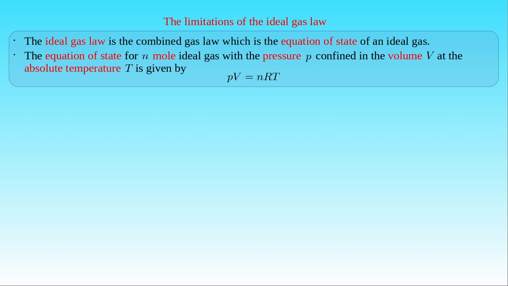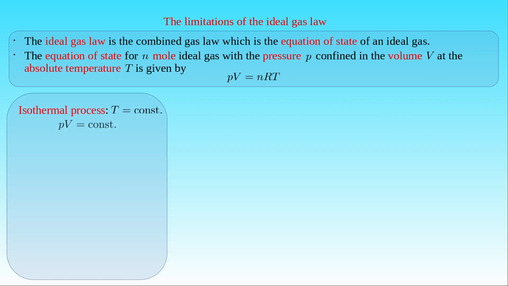The pressure P times the volume V is equal to the amount n of the gas, times the universal gas constant R, times the absolute temperature T. We also showed how the three gas laws arise as special cases of the combined gas law. In the case of isothermal processes where the gas temperature is constant, we obtain Boyle's law stating that the pressure P times the volume V is constant.